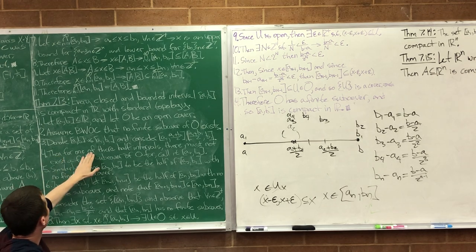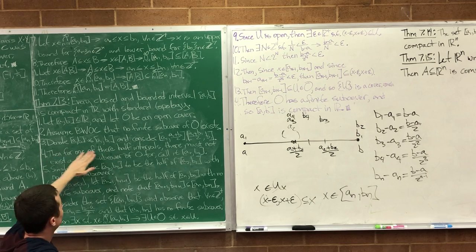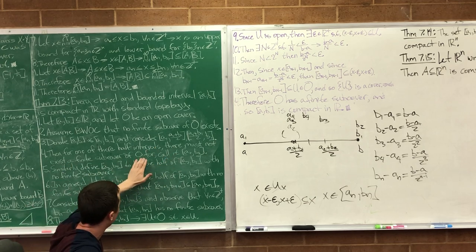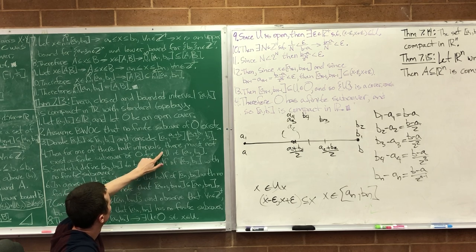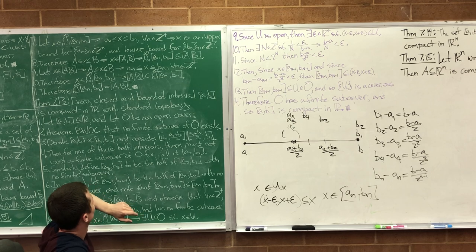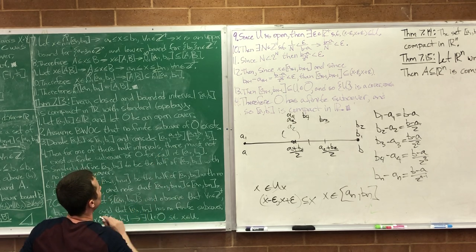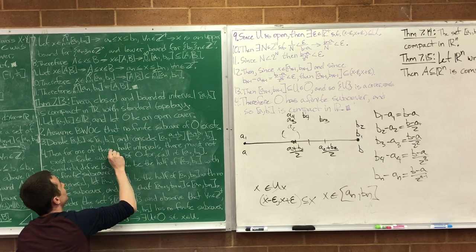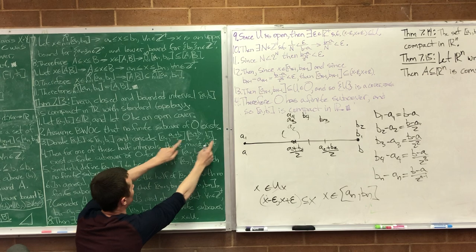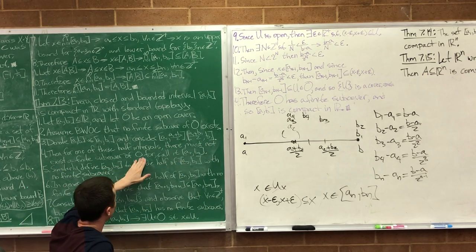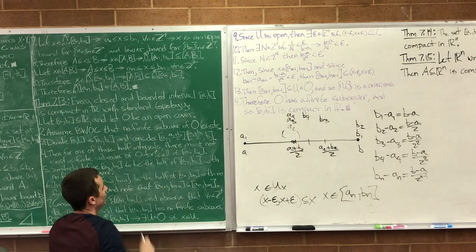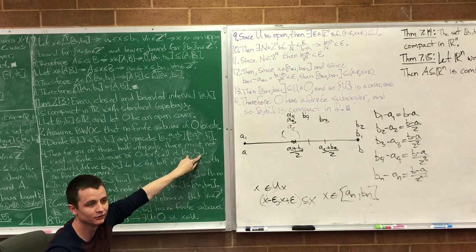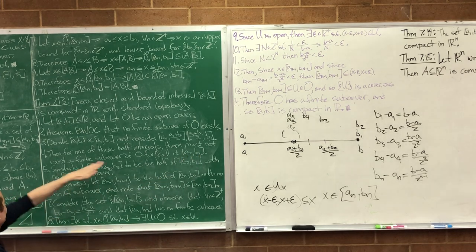Then, for one of these two half intervals, there must not exist a finite subcover of O for it. Call that half [A2, B2]. That's what I'm saying here. Let [A2, B2] be the half that doesn't have a finite subcover.